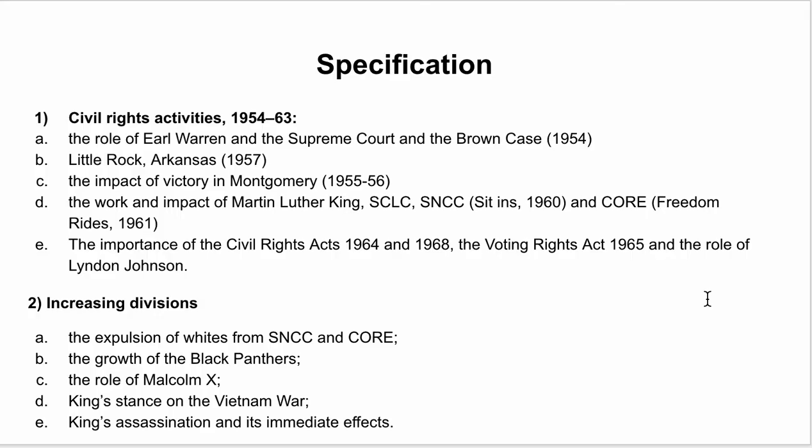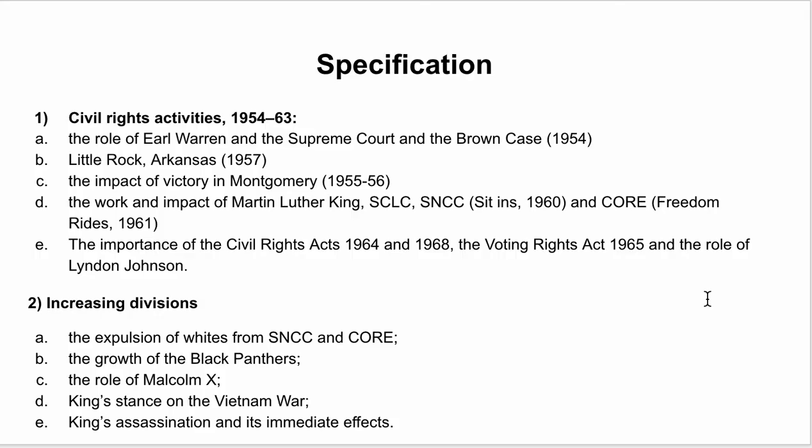That leads to the Brown 2 decision in 55, and then moving on to Little Rock, Arkansas, where Eisenhower intervenes to ensure that the public school in Little Rock is desegregated, and that's a really useful example of federal government intervention to uphold civil rights. Between those two events, the Brown decision and Little Rock, is the Montgomery bus boycott led by Martin Luther King, which culminates in the Browder versus Gayle decision in 56 and a success for the movement there.